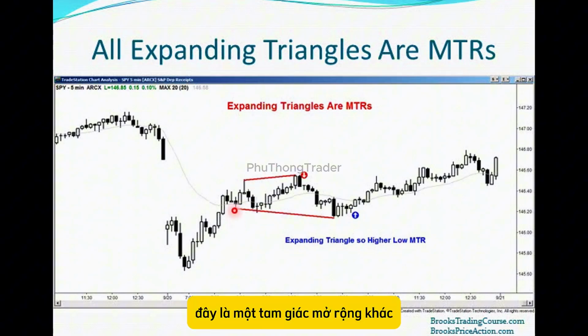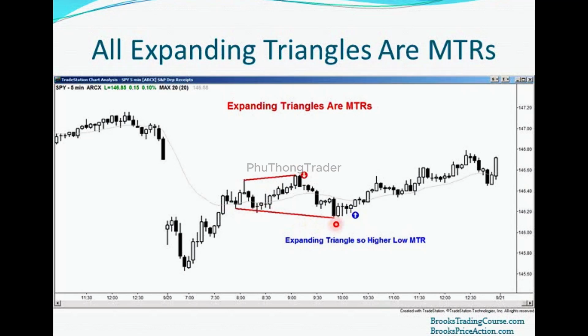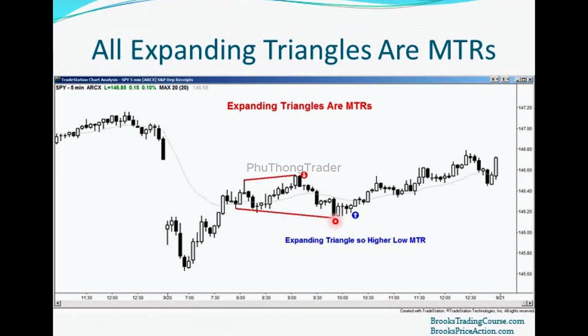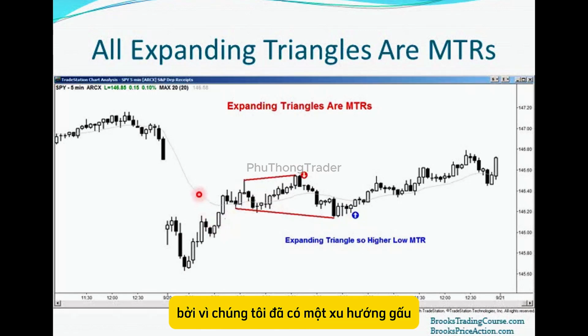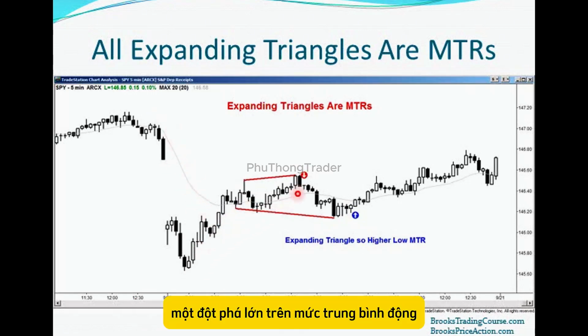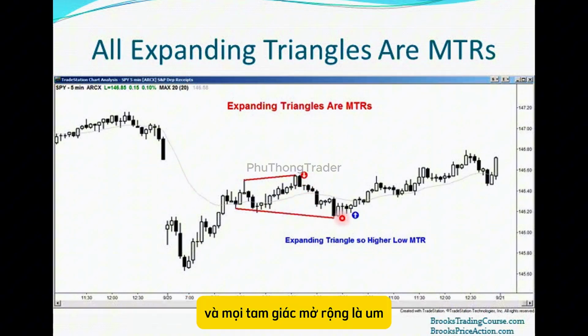Here's another expanding triangle. 3 pushes down, so it's an expanding triangle. Now, why is this a higher low major trend reversal? Right? Because we had a bear trend, big gap down, strong bear spike, a big breakout above the moving average, and now we're forming a higher low. And every expanding triangle is a major trend reversal.